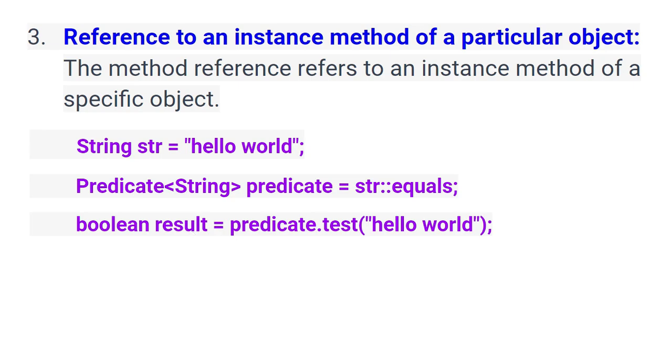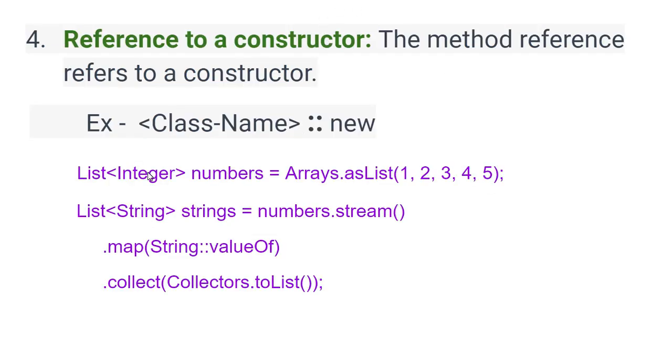This is nothing but the reference to an instance method of a particular object. I hope you understood. I don't want to do the practical for that, you can try on your own. If you see here, this is a list of integer numbers. So basically, reference to a constructor: the method reference refers to the constructor, for example class name and double colon new. Through that you can create an object of the particular constructor.